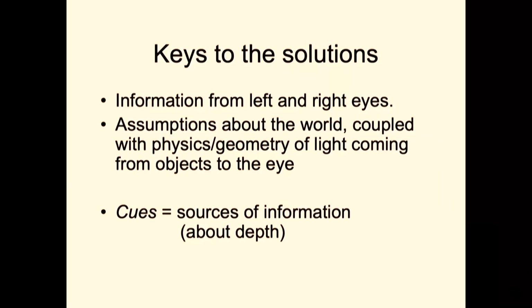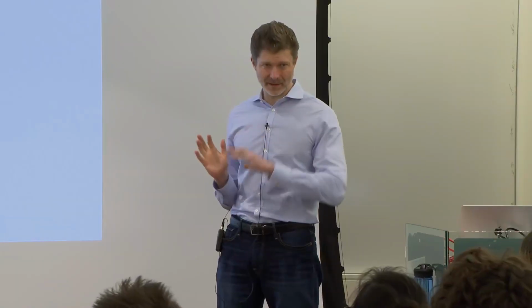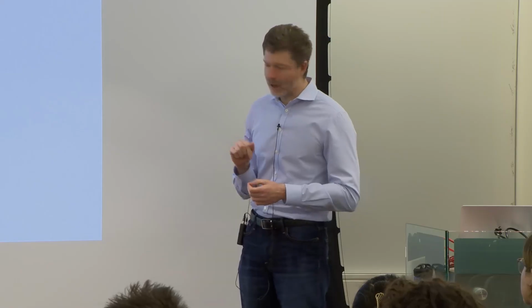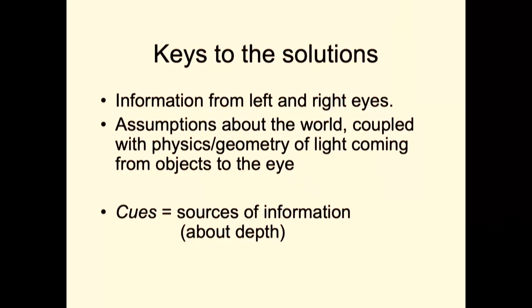Okay. All right, so the keys to the solutions. One key is the fact that you have 2 eyes. Okay? And we're not going to talk about that in this lecture. That will be for next time. The other key are assumptions that we make about the world that we have presumably learned or internalized over evolution or development, coupled with implicit knowledge of the physics and the geometry of light that comes from objects to the eyes. And so we're going to talk a lot about depth cues.